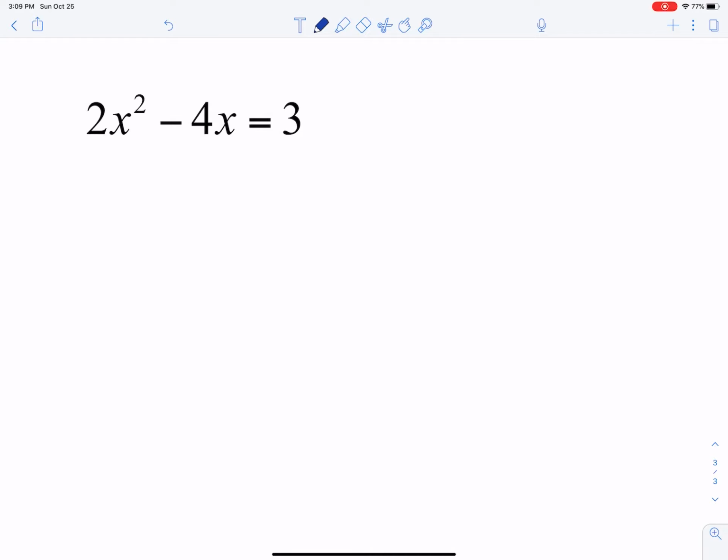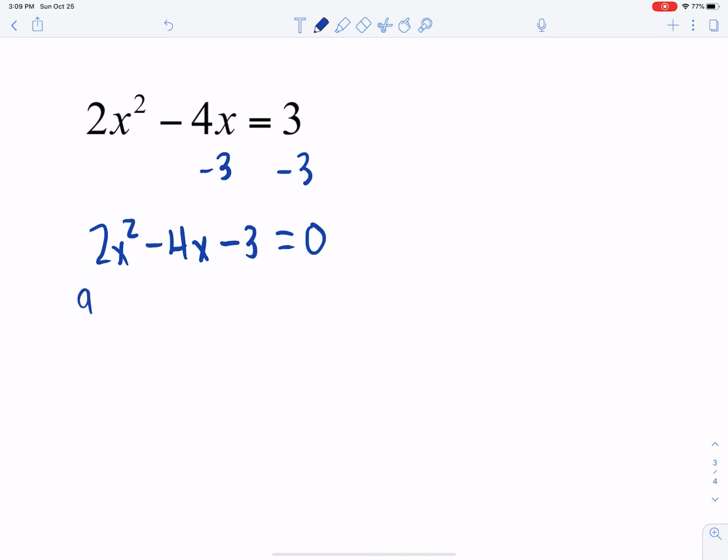When you're using the quadratic formula, it's just like factoring. You have to have it equal to 0 before you can say what A and B and C are. Here we've got something equal to 3, so before we think of the quadratic formula, we get it equal to 0 by subtracting 3 from both sides. And there's no like terms there, so we would have 2x squared minus 4x minus 3 equals 0.